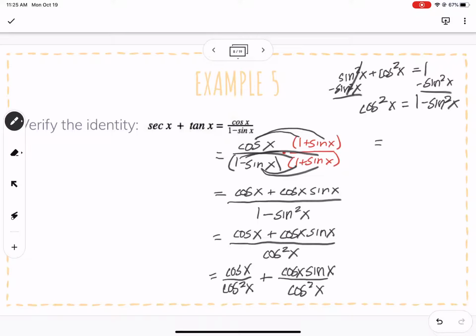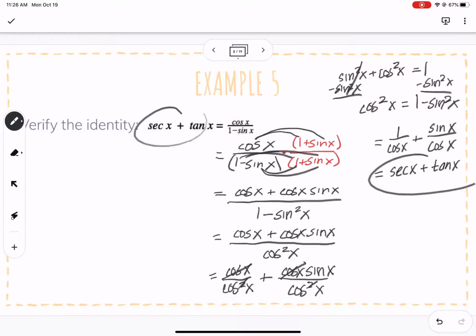Now, cosine x over cosine squared, I know that this cosine and one of my cosines will cancel, so I'm left with 1 over cosine. And then I have plus. Now, this cosine and another one of my cosines cancels, so that leaves me with sine over cosine. And now let's start using our identities again. Well, 1 over cosine is secant, and sine over cosine is tangent. All right, and we're done because this matches our original problem.